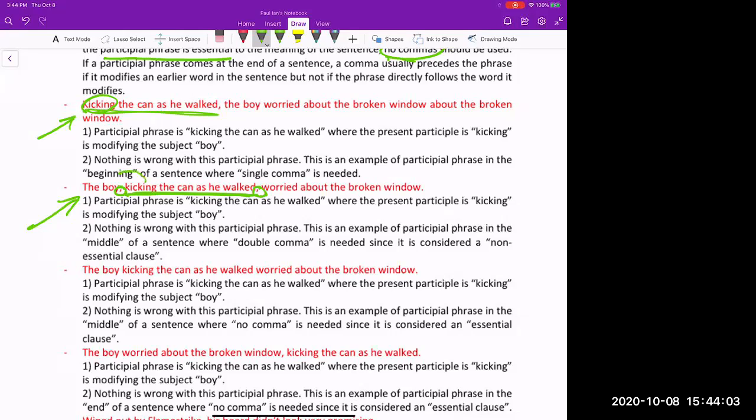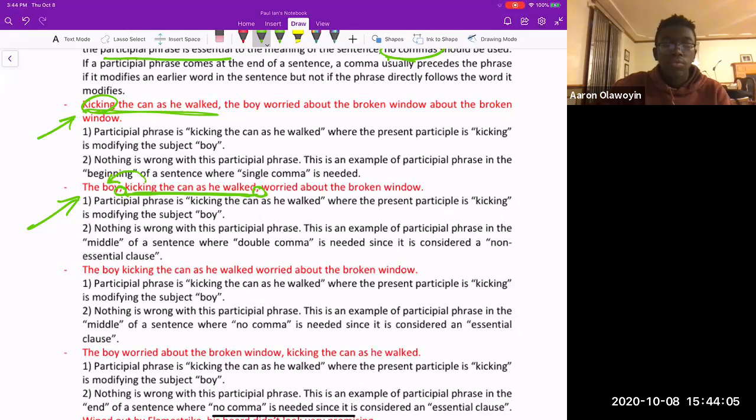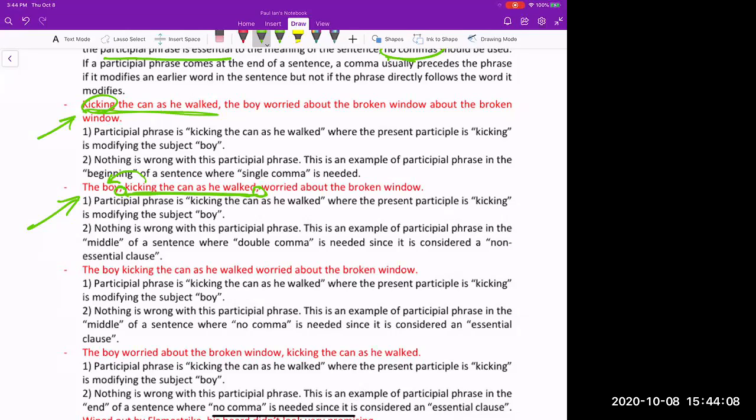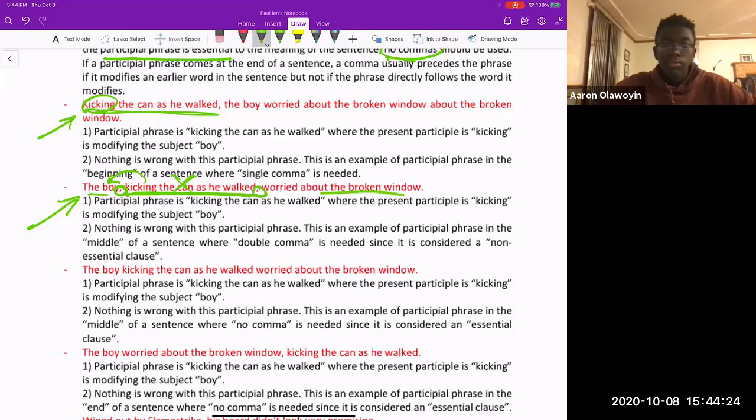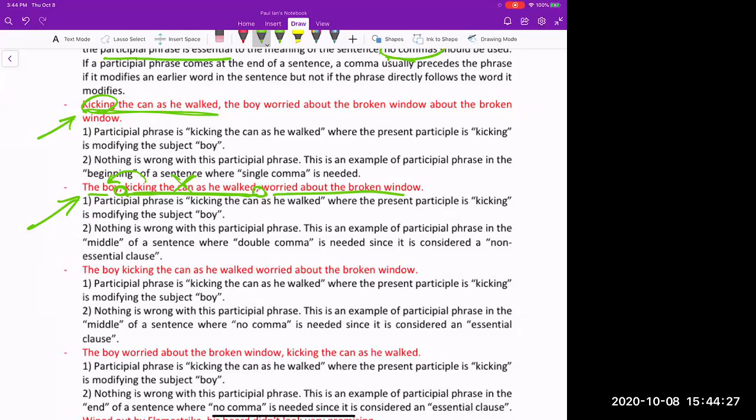this is still obviously describing this boy, right? It's just somewhere else, after it or before it. When there are two commas here, that means it's non-essential. Non-essential means you can take this out and just read it. Remember that was a trick, you can take out whatever's in between and read this: the boy worried about the broken window. The boy is the subject, worried is the main verb, and that still works. But sometimes you can have this one where there is no comma, right?